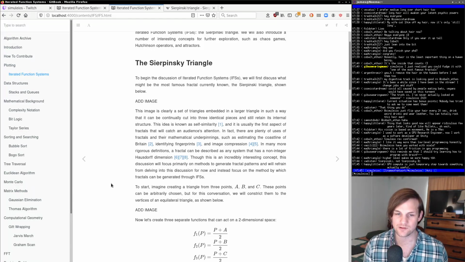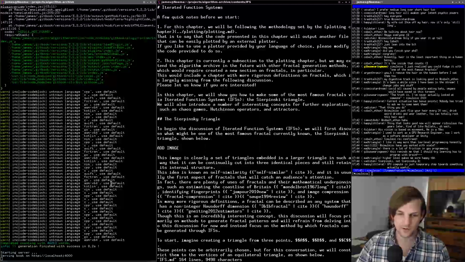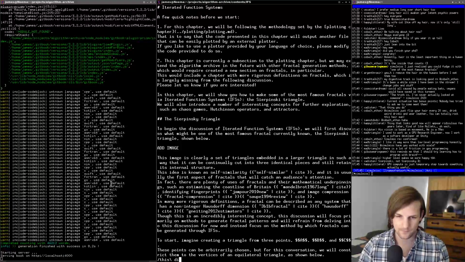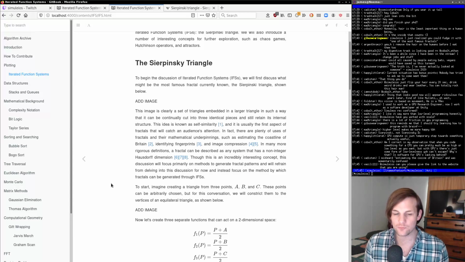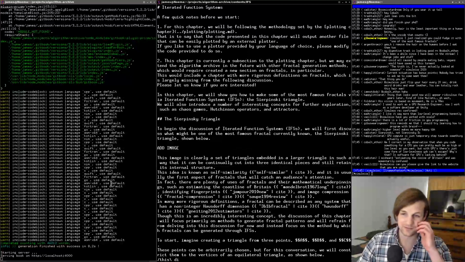Though this is an incredibly interesting concept, the discussion of this chapter will focus primarily on methods to generate fractal patterns, and will refrain from delving into this discussion for now, and instead focus on methods by which fractals can be generated through iterated function systems. Okay, let me fix this sentence. It's just wrong. I'll fix that.